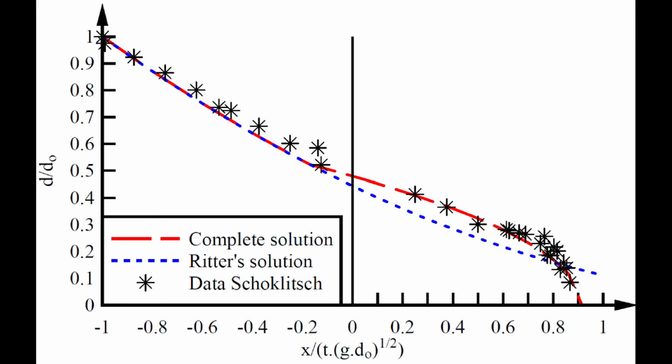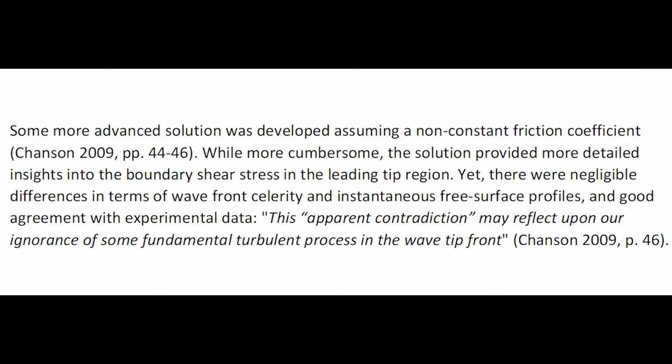The complete solution is compared here to the ideal fluid flow solution and experimental data in a dimensionless graph. The calculations were performed assuming f equals 0.03, and the experimental flow conditions correspond to an initial reservoir depth of 0.074 meter, the data being recorded 9.4 seconds after the dam break.